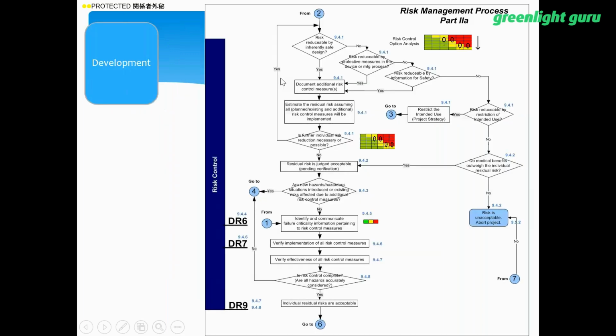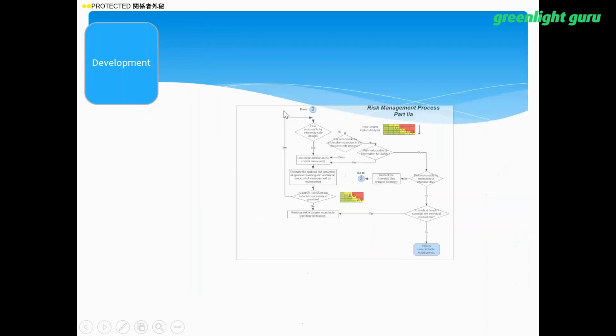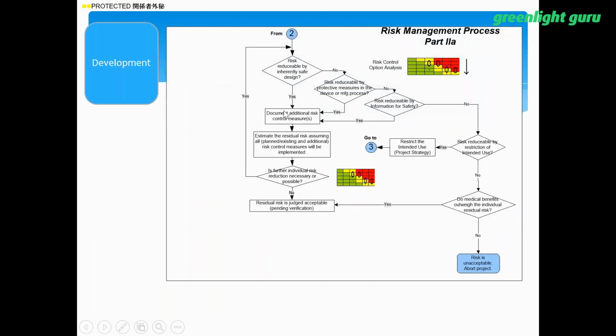Now getting into development, another little eye chart here, we're going to break it down a little bit more. In this one, I want to take us through the flow chart of when we're in development and we're talking about our risk control. Then we go through the process, and as we do, we want to understand, is there a way to reduce the risk by safe design? If we can do that, by all means do that.